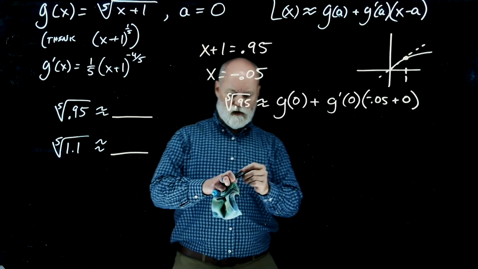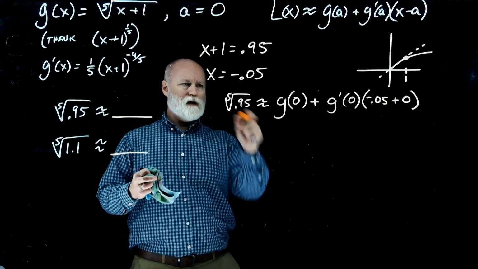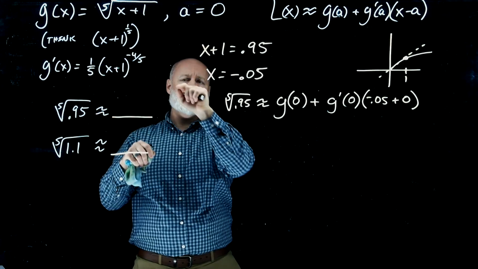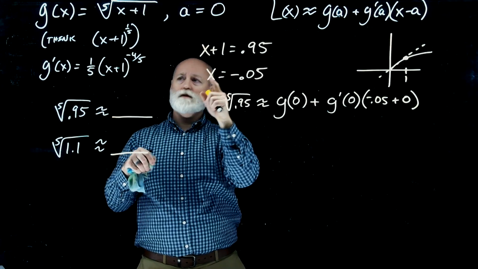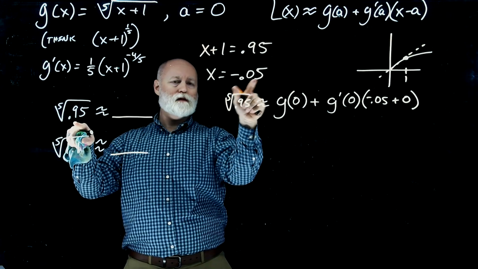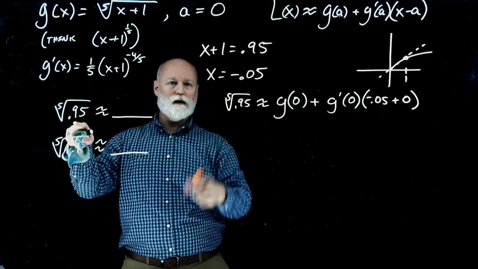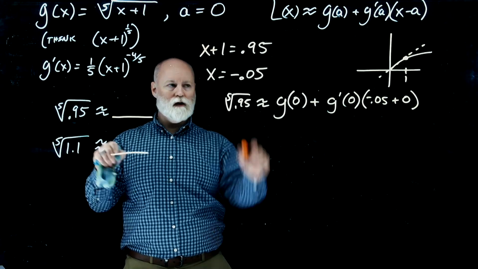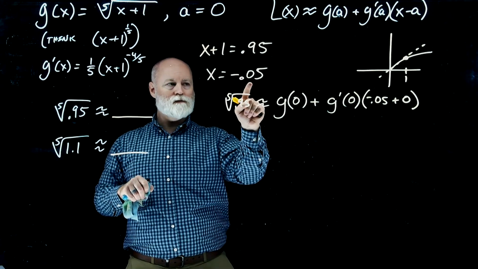Right? Now that may not make a whole lot of sense of why we're using 0.95. Well, inside the function there is x plus 1. So in order to get this to be 0.95, we'd have to plug in an x value of negative 0.05 to get 0.95. So to get this number, that is the approximation that we're interested in, we have to use this value of x.